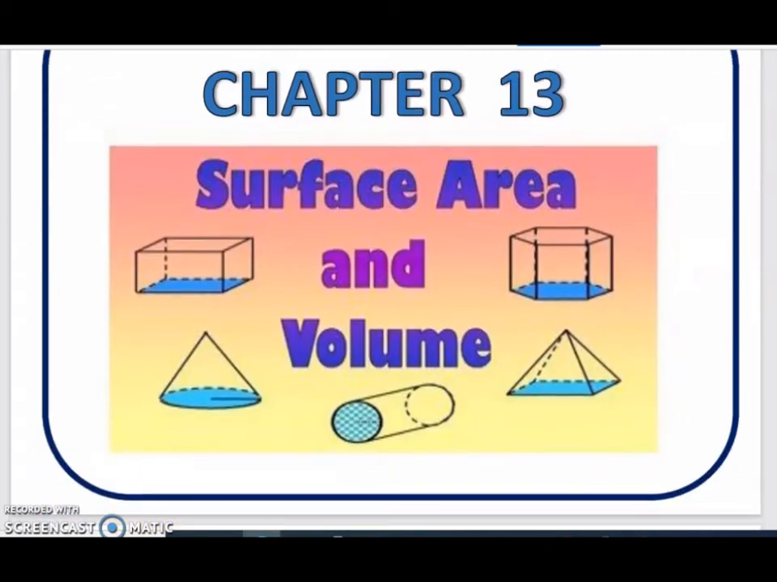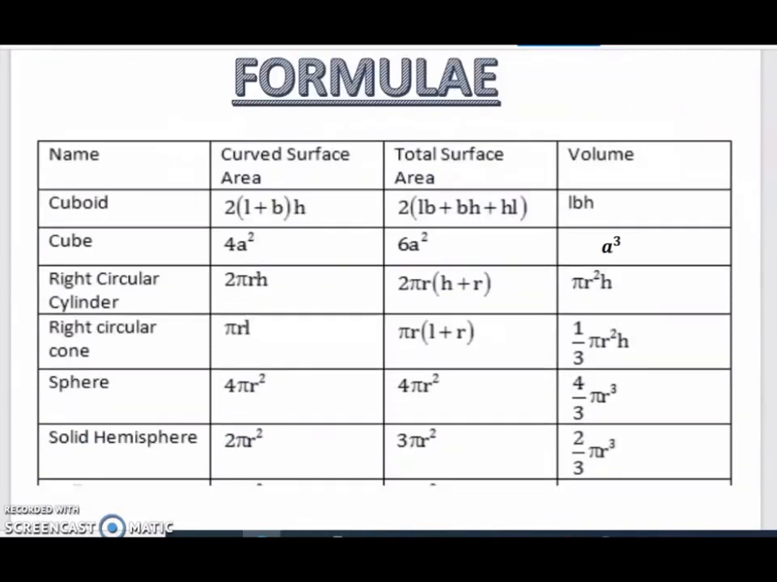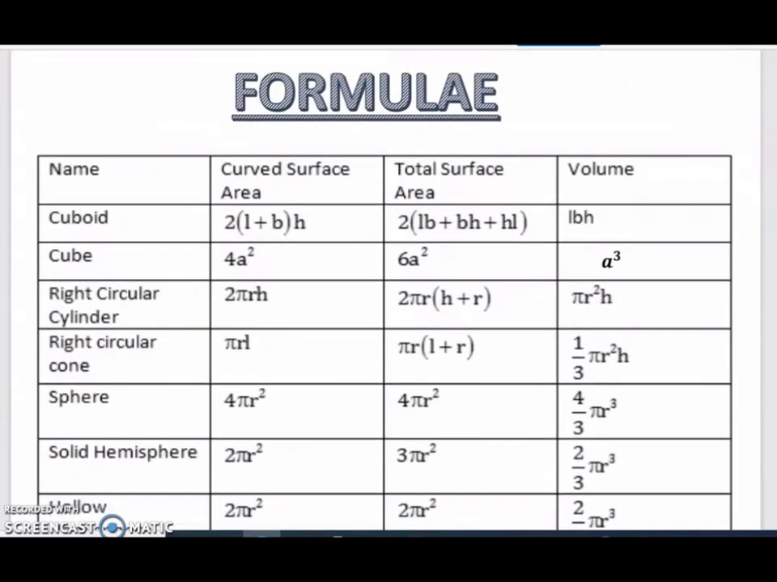So chapter 13, surface area and volume. The first thing that you need to know in this chapter are the formulae. That is, for different types of solid shapes, what is the curved surface area, total surface area and volume. These three things you need to learn. The first exercise mainly deals with cuboid and cube, these two.